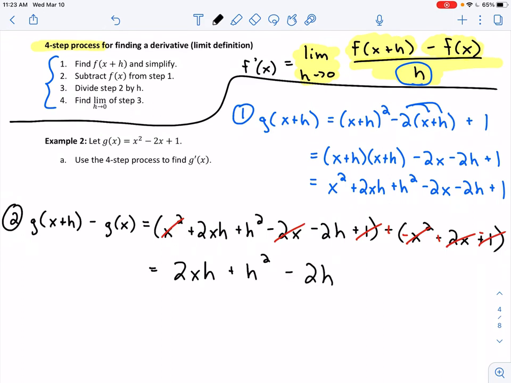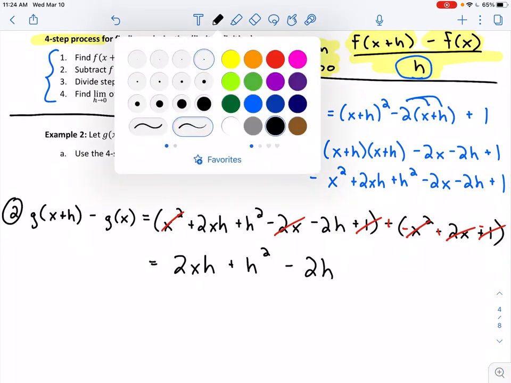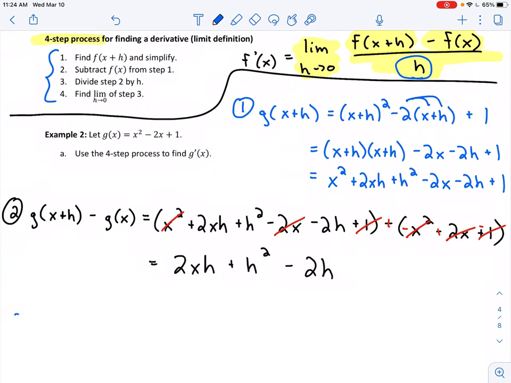So you'll see this happen pretty often in step 2 where you'll cancel a lot of terms. You'll end up with something that looks a little bit shorter and a little bit simpler than you ended up with in step 1. Again, nothing more I can do to simplify this, so we'll go ahead and move on to step 3.